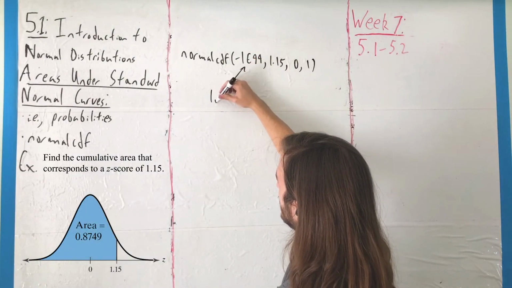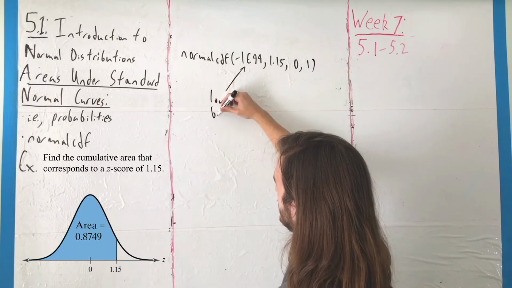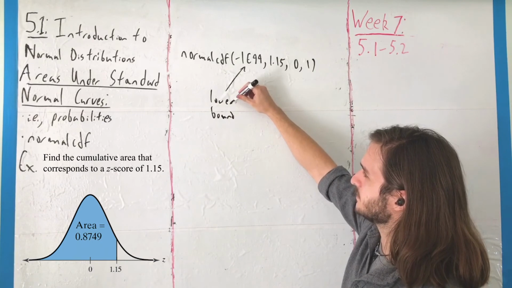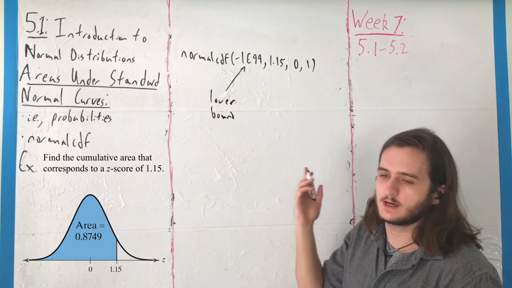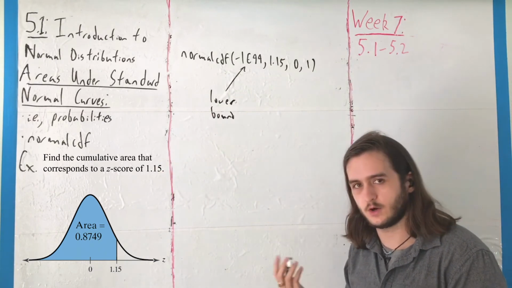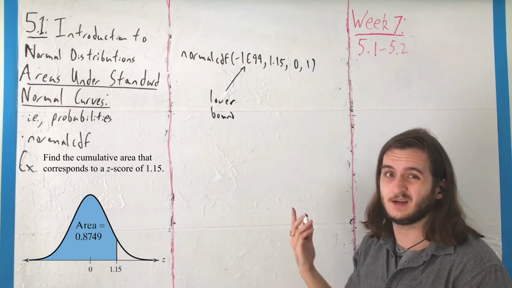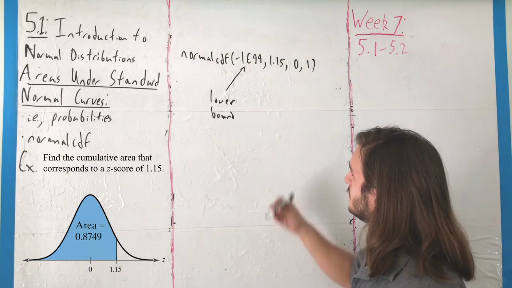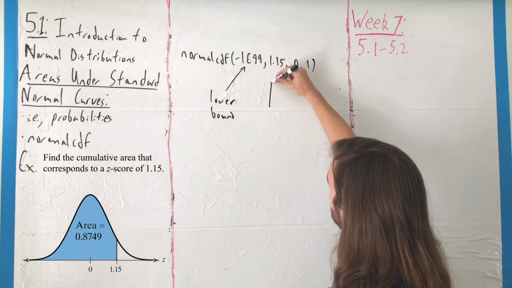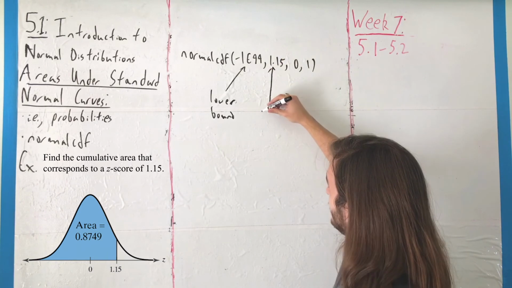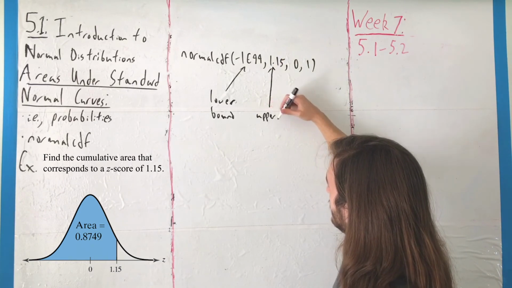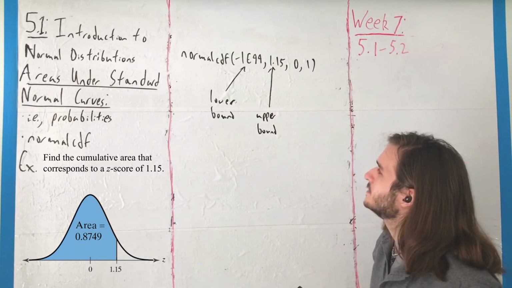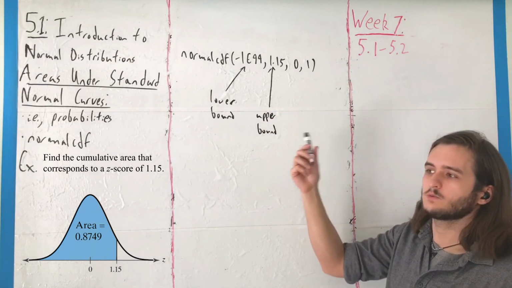where this -1 E99 is what's called your lower boundary or lower bound. That is, it's the lowest value in the range that you're willing to consider, where because we're technically going off to infinity, we just make it a really large negative number. That's -1 followed by 99 zeros. It's really, really big and really, really negative. And then up here, we have our upper bound. So that's what we're going up to.